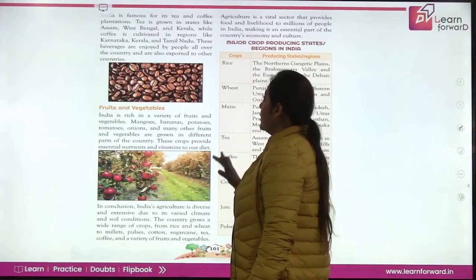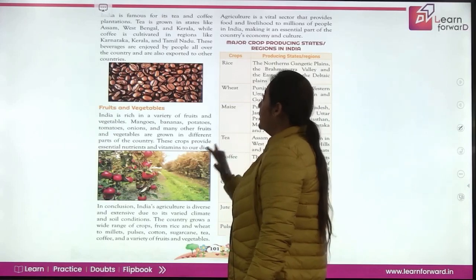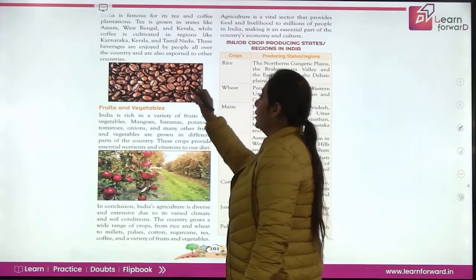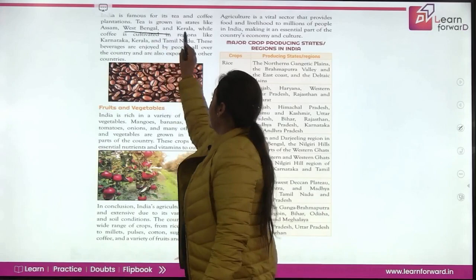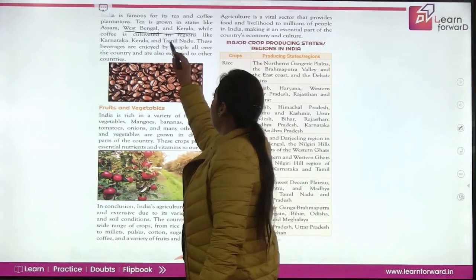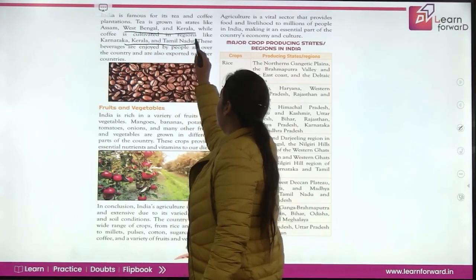इंडिया के अंदर भी टी एंड कॉफ़ी के बहुत सारे प्लांटेशन हैं. टी की बात करें, दे आर ग्रोन इन आसाम, वेस्ट बंगाल एंड केरला. बट अगर हम कॉफ़ी की बात करें तो कॉफ़ी कर्नाटका, केरला एंड तमिलनाडु में ग्रो की जाती हैं.